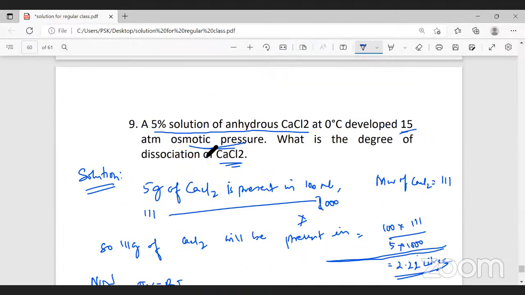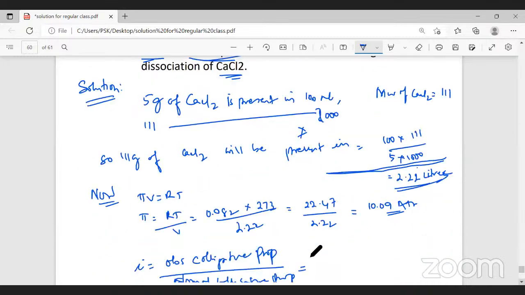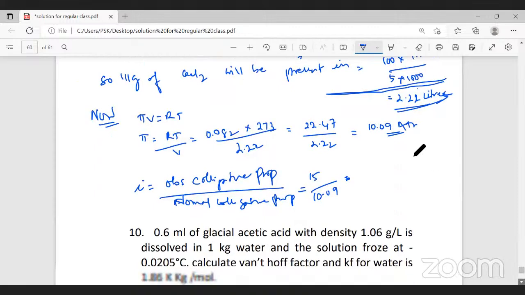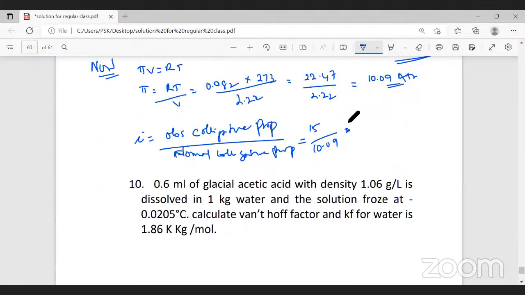15 atmospheres. The 5% solution of anhydrous calcium chloride at 0 degrees developed 15 atmospheres. This is the observed colligative property, it is 15, divided by the normal colligative property, which we just calculated by the formula, it is 10.09. Therefore, the Van 't Hoff factor will be... I'm not simplifying directly; we will write the Van 't Hoff factor and degree of dissociation. Alpha is equal to i minus 1 divided by n minus 1.